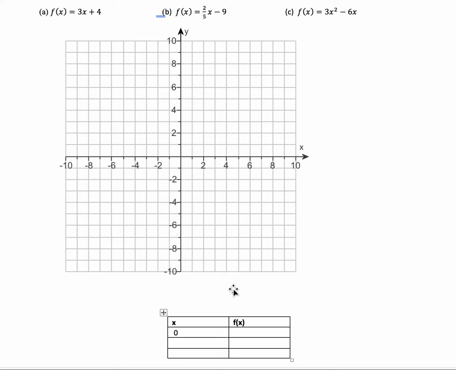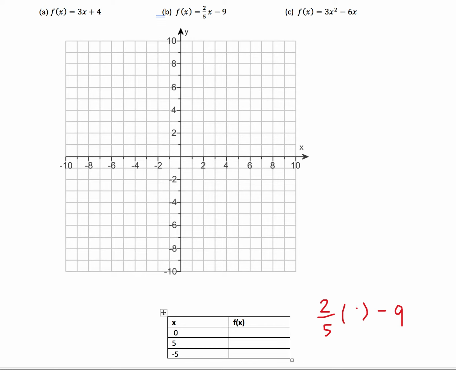So I'm going to leave 0 in as my first option, and then I'm going to choose some multiples of 5 because 5 is my denominator. So I think I'm going to use 5, and then I'm going to use negative 5 for my 3 x values. Again, there's nothing important or particular about the ones you pick. You just want to pick some that are relatively easy to plug in. All right, so let's look at our function. Our function is 2/5, and then we're going to be plugging in our x value into that set of parentheses and then subtracting 9.